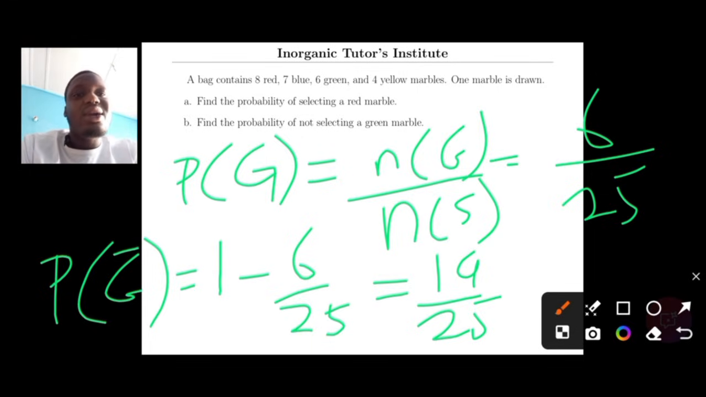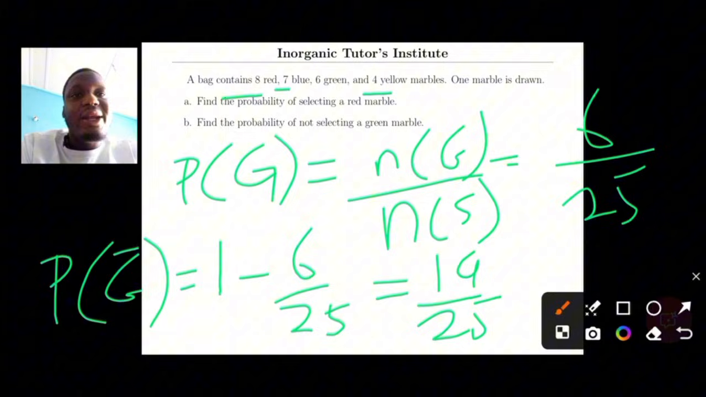So even though there are instances where you can see your way through by not using the complementary event theorem, for some questions, the question is structured in a way that without knowing that the probability of not getting G is 1 minus getting G, you cannot proceed. So in as much as you can just count the number of marbles that are not green, when you add 8, 7 and 4, you will get 19.